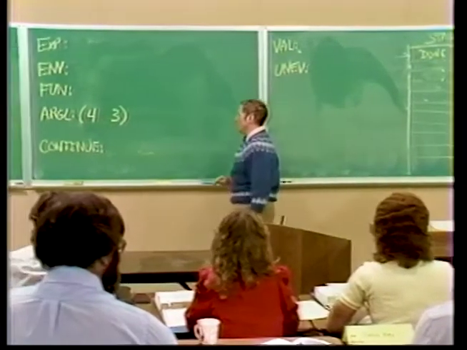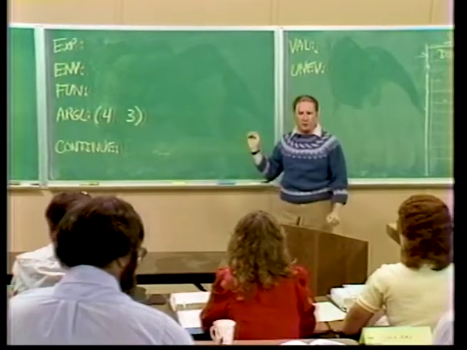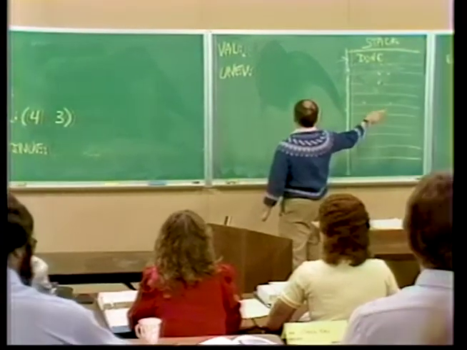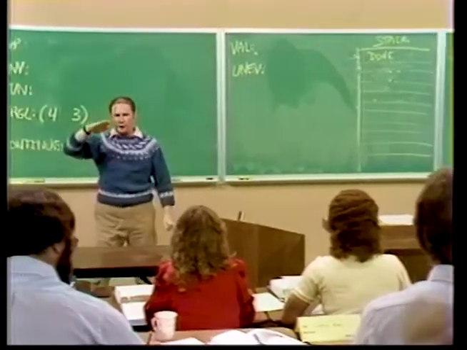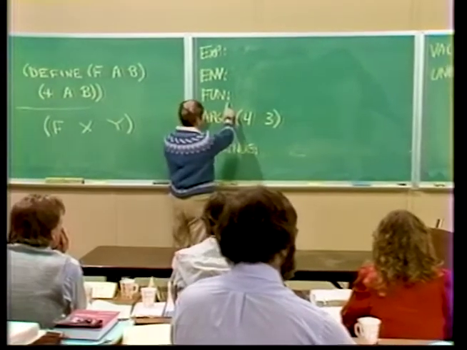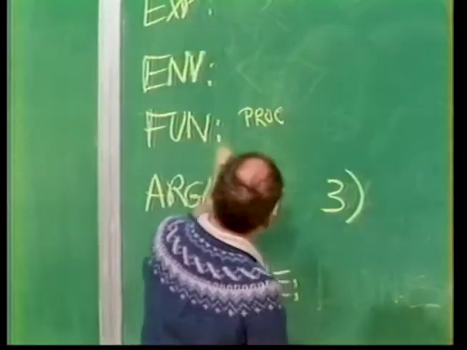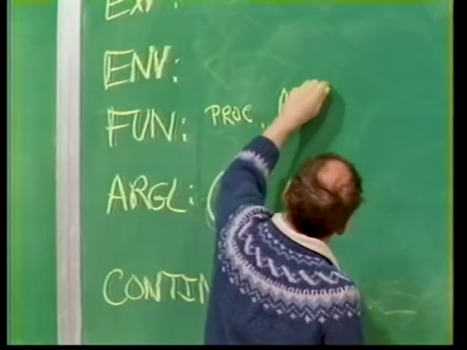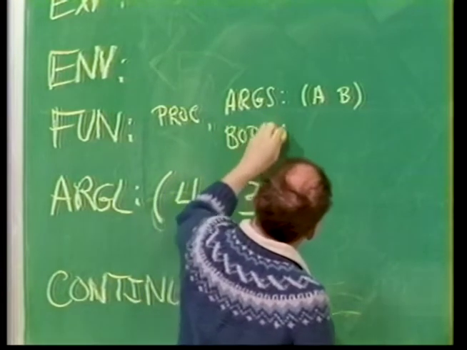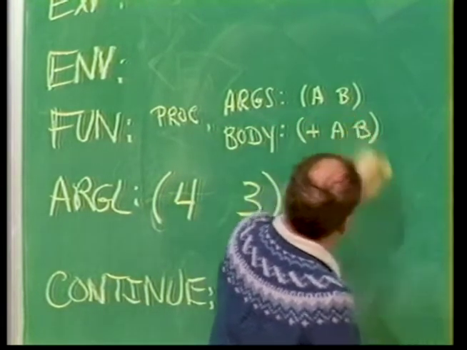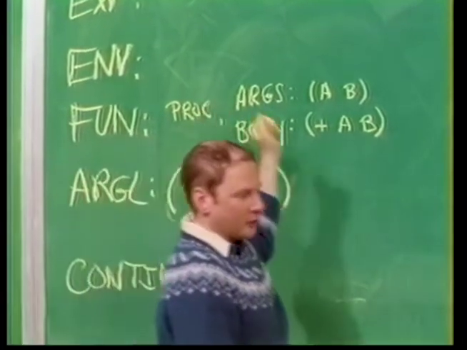Then when we go to evaluate f of x and y, we'll go through exactly the same process that we did before. It's even the same expression. The only difference is that f, instead of having primitive plus in it, will have this thing. And so we'll go through exactly the same process, except this time when we end up at apply dispatch, the function register, instead of having primitive plus, will have a thing that we'll represent as saying procedure, where the args are A and B, and the body is plus A B. And again, what I mean by it's in it is that there's a pointer to it. So don't worry that I'm writing a lot of stuff there. There's a pointer to this procedure data structure.